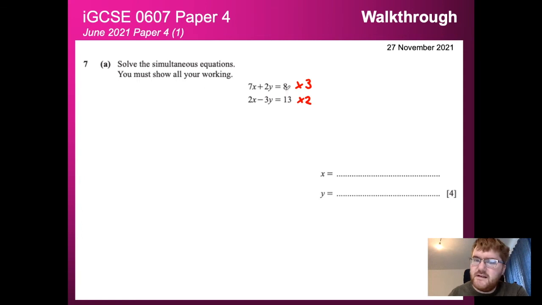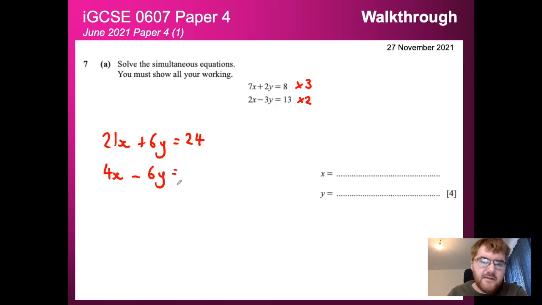So let's work out what we get. If we times everything here by 3, 7x times 3 is 21x, 2y times 3 is plus 6y, 8 times 3 is equal to 24, don't forget the right hand side. And then this equation, 2x times 2 is 4x, minus 3y times 2 is minus 6y, and then 13 times 2 is 26.